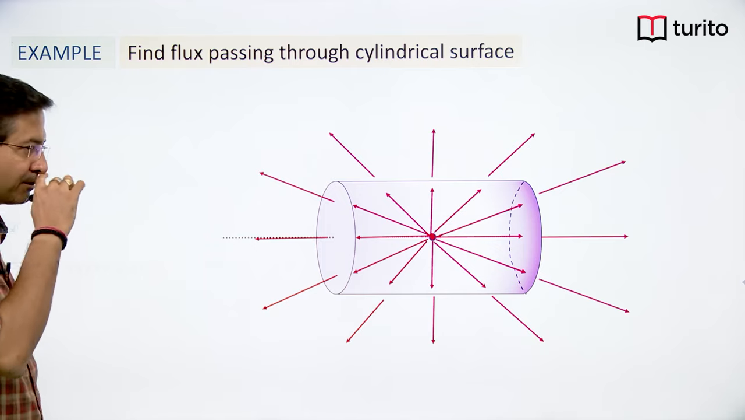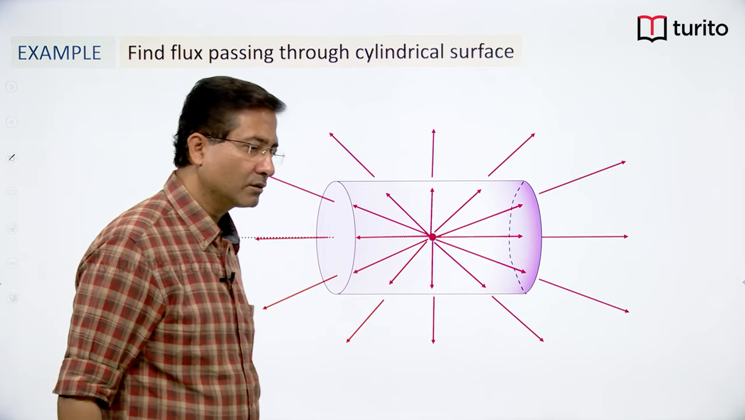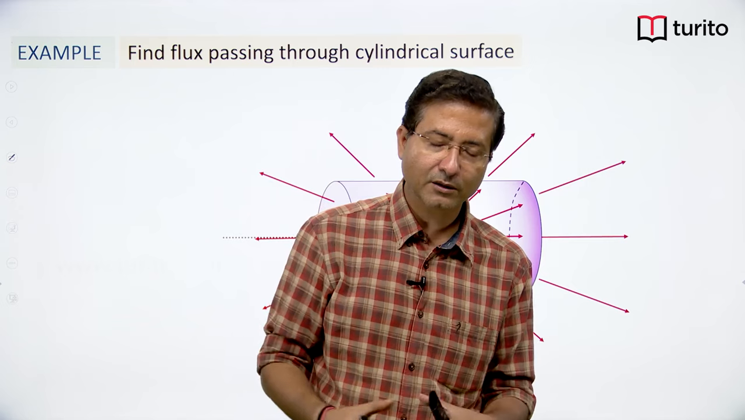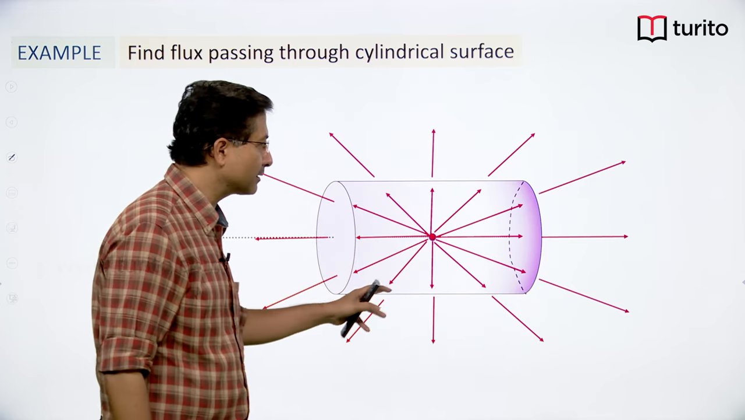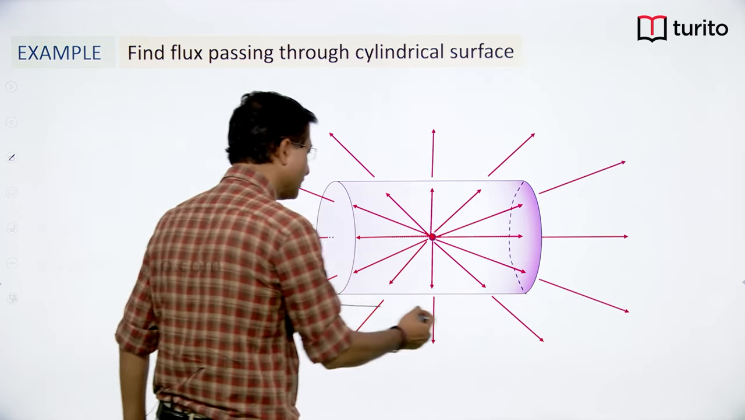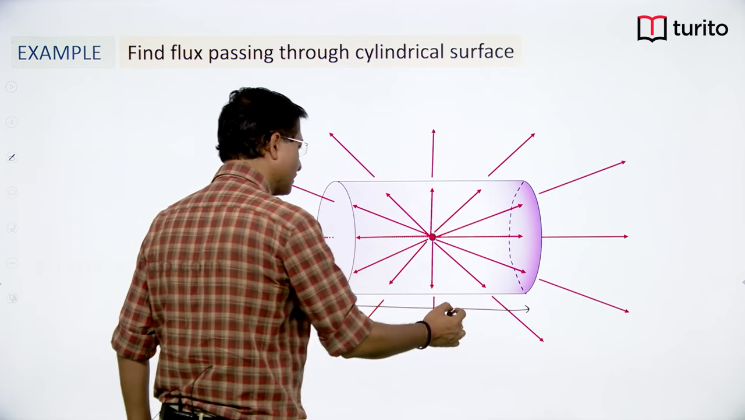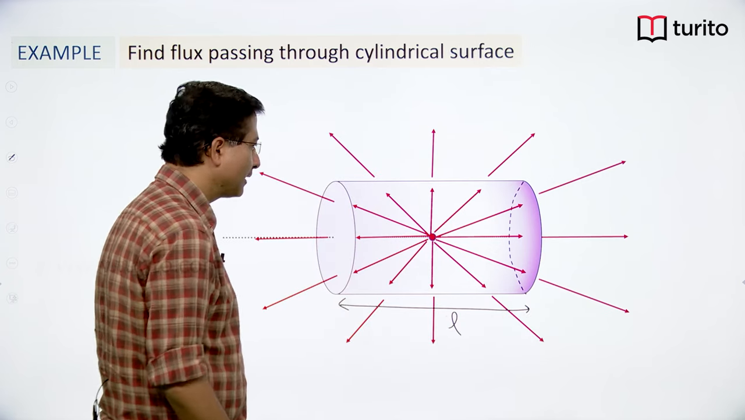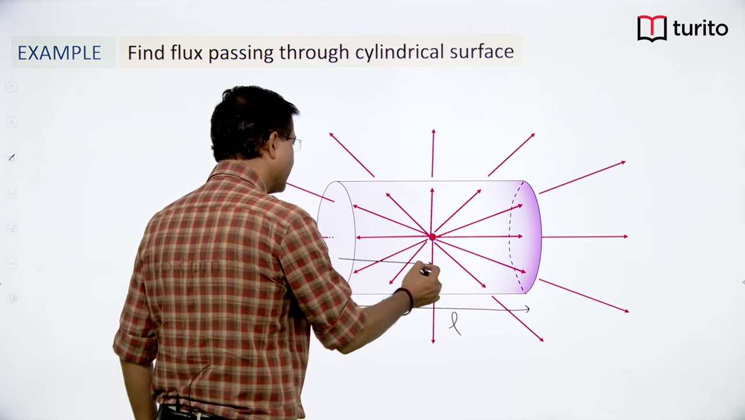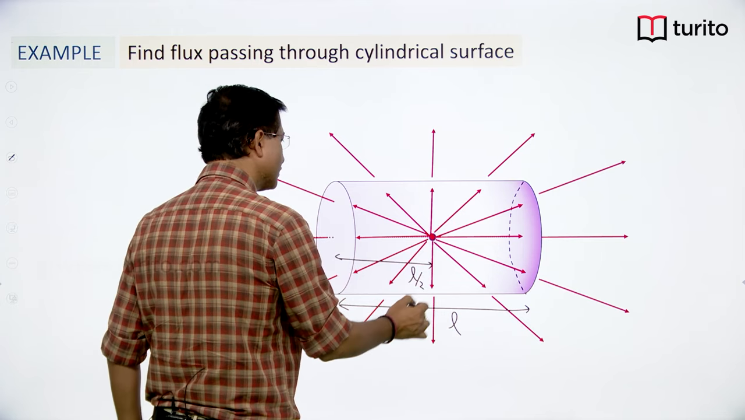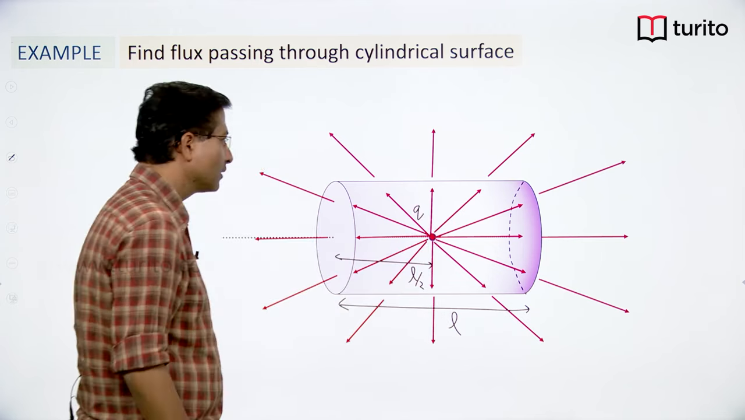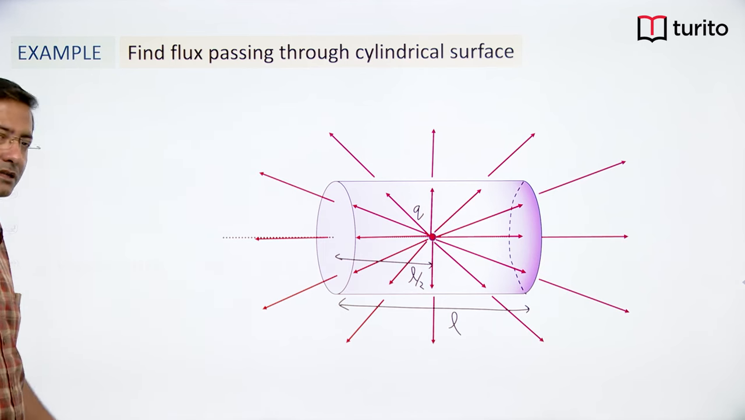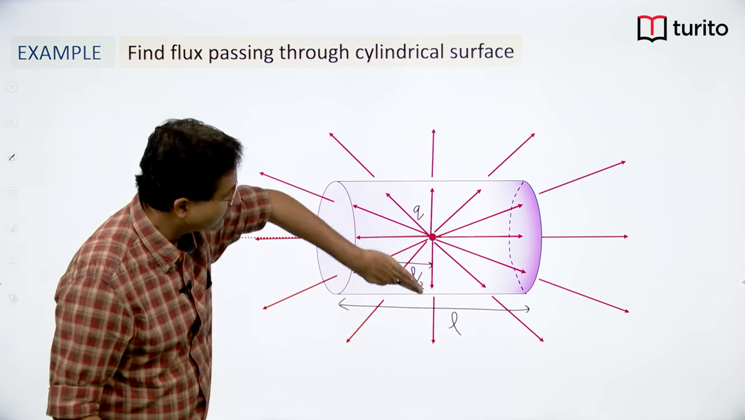Now let us take another example. So now I have taken a cylinder and I am completely closing the charge, and it is placed exactly at the mid. So if this distance is L and the charge is placed exactly at the middle, so this distance is L by 2 and the charge is Q. Question is, how much is the flux associated with this curved surface?